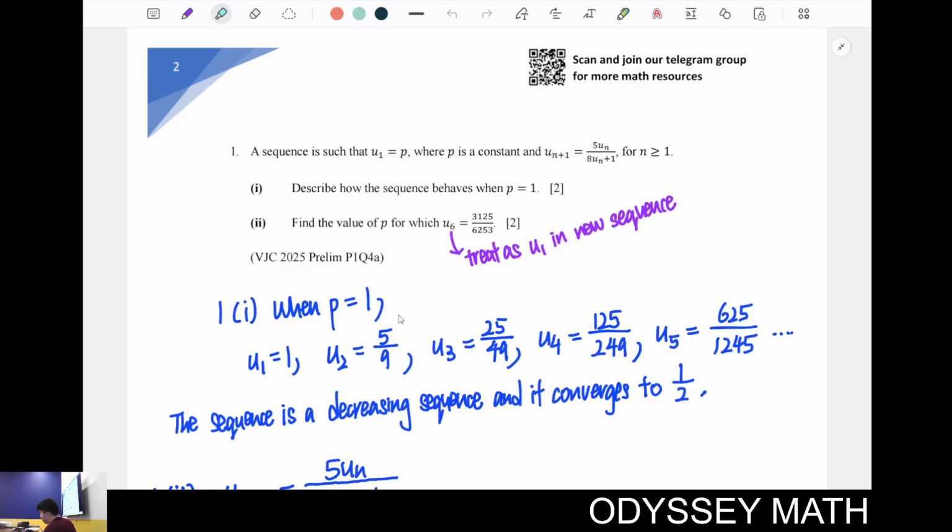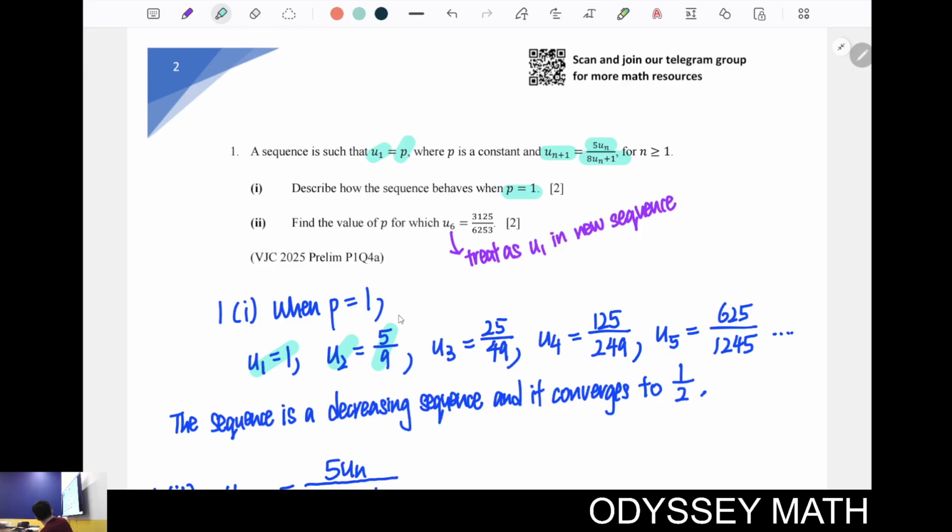So when p equals 1, you just work this out yourself. u1 equals 1. When p equals 1, then u2 equals 5u1 over 8u1 plus 1. So that is basically 5 over 9. You just work the rest out yourself. I'm not going to go through this.